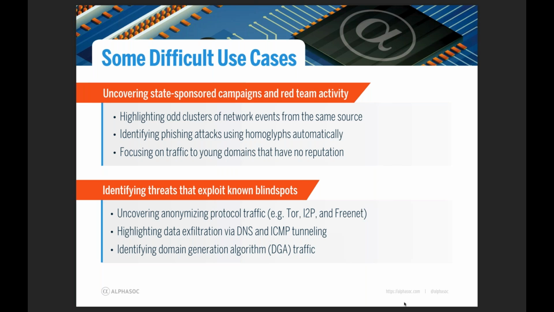In a similar way, identifying phishing attacks using homoglyphs is problematic. So if you have a brand name, like let's say it's office365.com, you can use Unicode transpositions and adjustments to that domain name to present something to a user that looks like office365.com, but really is a Unicode domain.